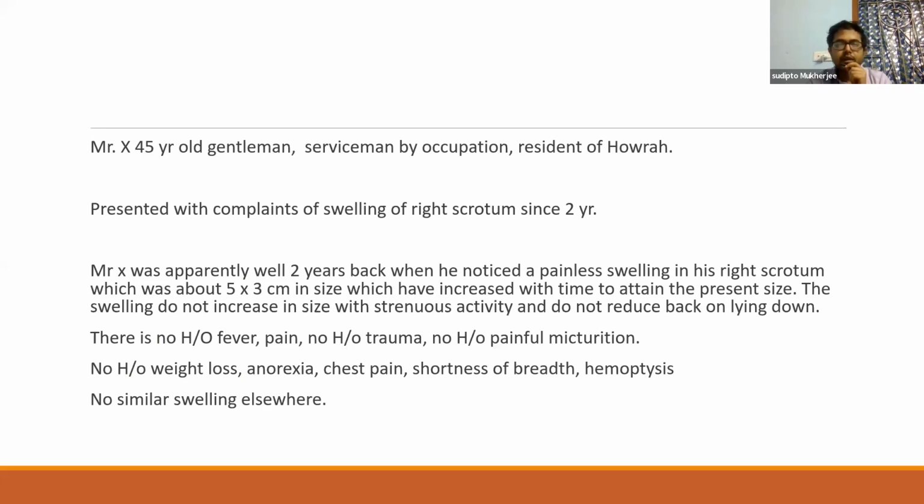He was apparently well 2 years back, when he noticed a painless swelling in the right side of his scrotum, which was about 5 × 3 cm in size, and which has increased with time to attain the present condition. The swelling does not increase in size with strenuous activity and does not reduce back on lying down.